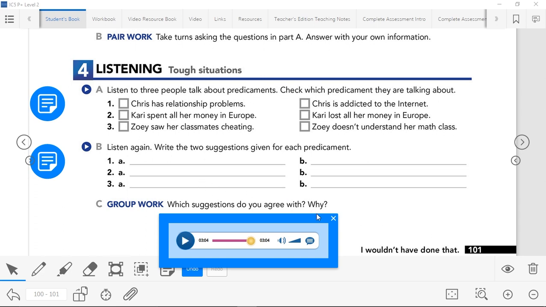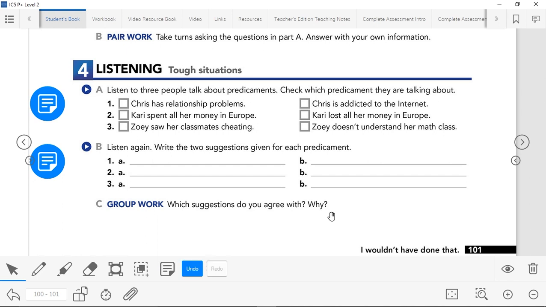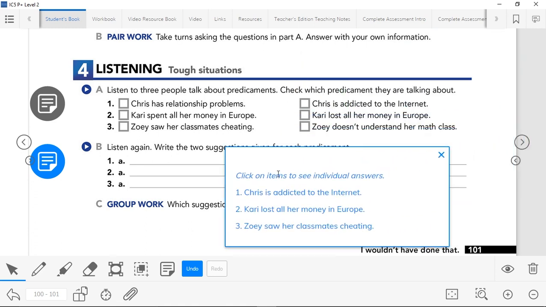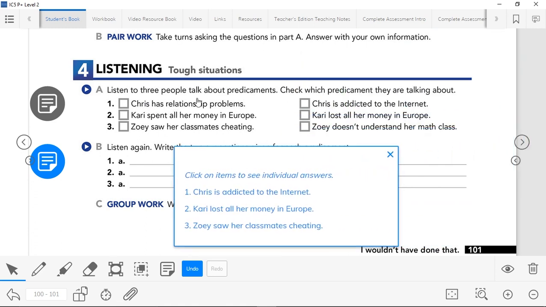Okay, very good. Remember you can listen again as many times as you need. But for now, let's check. Well, the predicaments are that Chris has relationship problems. Nope, it's not that. Chris is addicted to the internet. Carrie lost all her money in Europe. And Sui saw her classmates cheating.